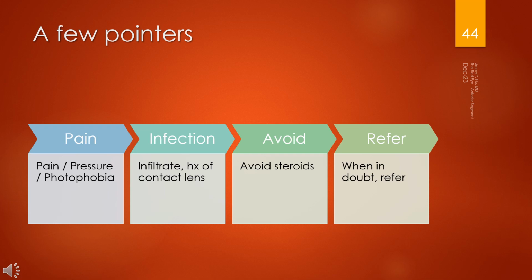So just to wrap up, a few final pointers here. Listen to the patient's story, do a good thorough exam, go from the outside in, build a system for evaluating the patient. Look out for things like pain, pressure, photophobia. Make sure they don't have an infection. Look for things like an infiltrate. Pay attention to a history of contact lens wear. If you're worried about infection, you want to avoid steroids because that's only going to make an infection worse.